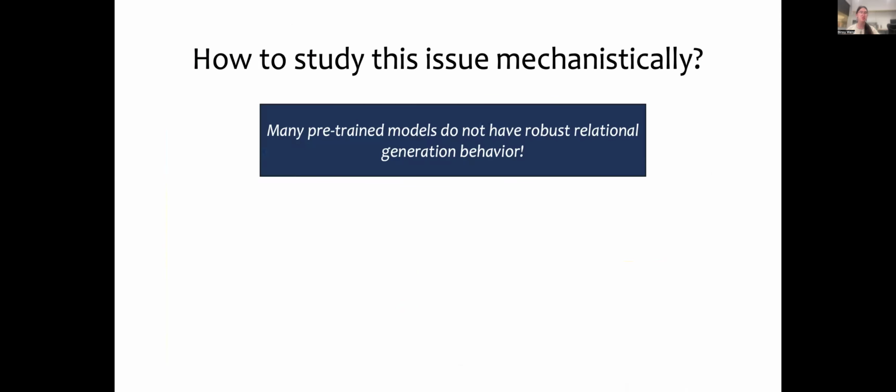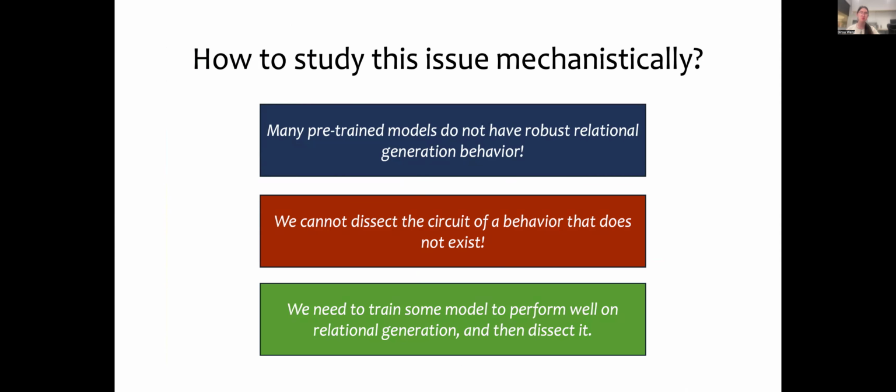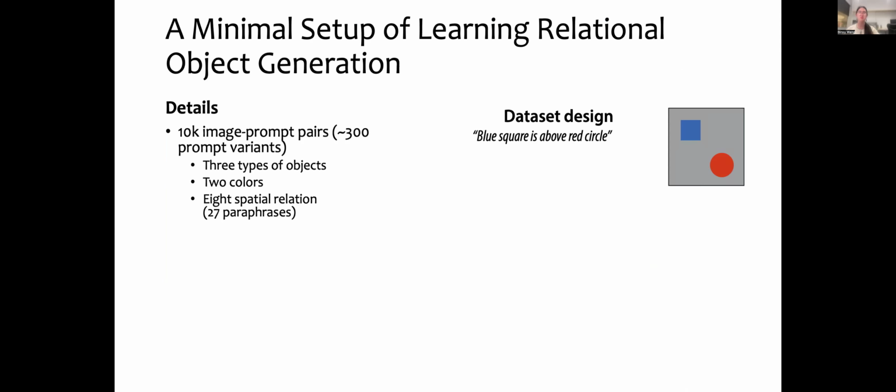So how do we study this issue mechanistically? Since many pre-trained models do not have this behavior, we cannot dissect the circuit of a behavior that does not exist. So we think we need to train the model to perform well on this relation generation, and then we can dissect it.